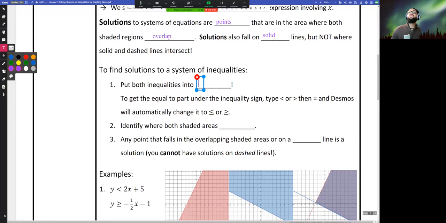So step number one is going to be to put both of these things into Desmos. And then to get the equal part under the inequality, you're just going to type that equal sign, okay? So step one, put them both into Desmos. Step two, identify where both shaded regions overlap. And then step three is any point that falls in the overlapping shaded region or on a solid line is a solution, okay? You absolutely cannot have solutions on dashed lines.